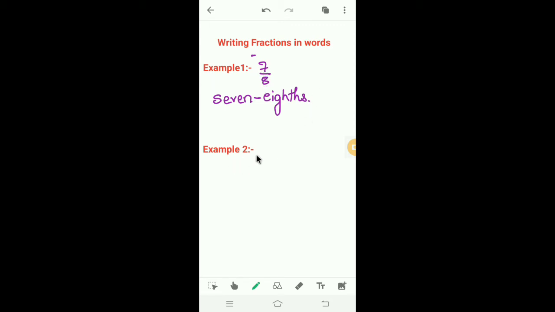Let's learn the second example, 1/2. Here 1 is a numerator and 2 is a denominator. So we can write 1/2 in words as 1 hyphen half.